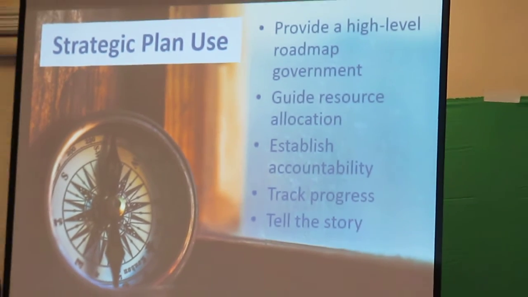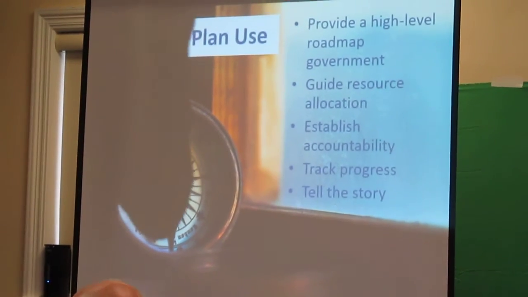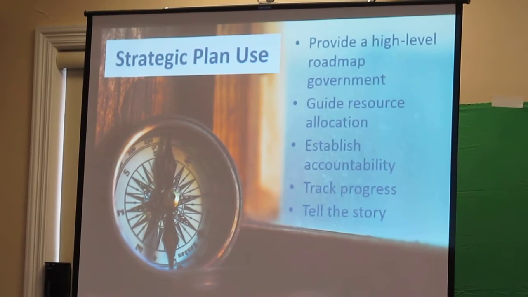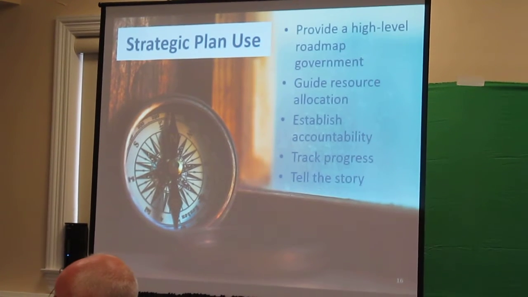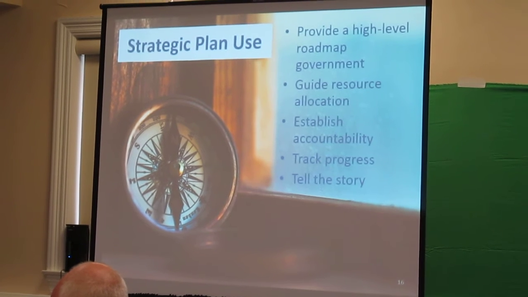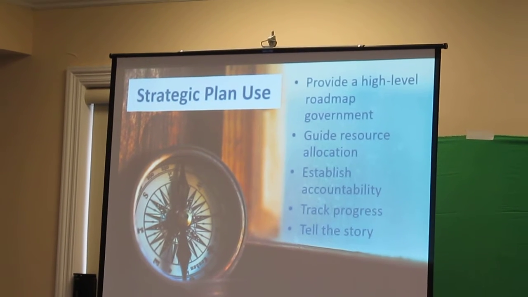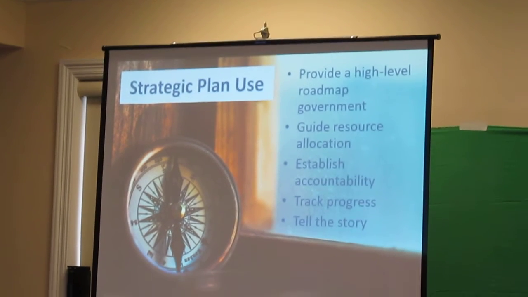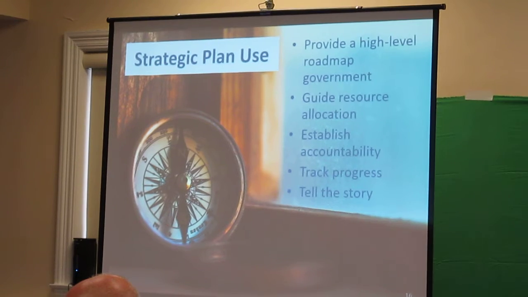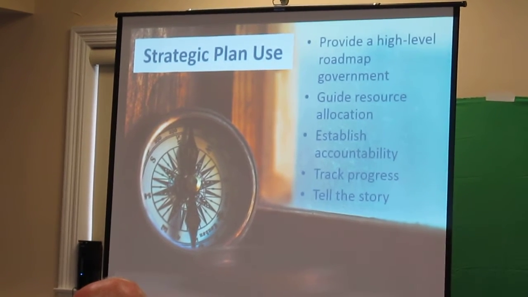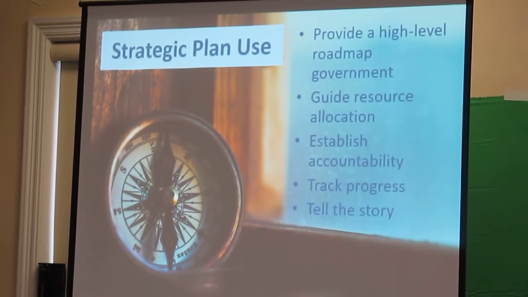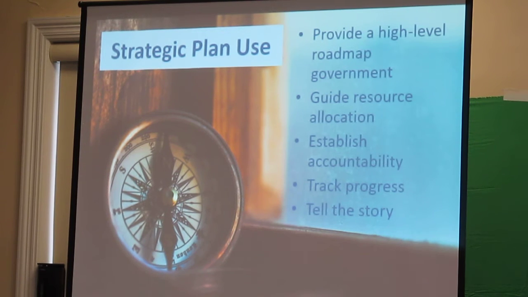So the purpose of a strategic plan, first and foremost, is to provide a high-level roadmap. It should guide resource allocation. For instance, once you have adopted a strategic plan, if you've got stuff in your CIP that has no connection to the strategic plan, then the question is, well, why are we doing it? If we said these were the things that were important to us, why is this here?